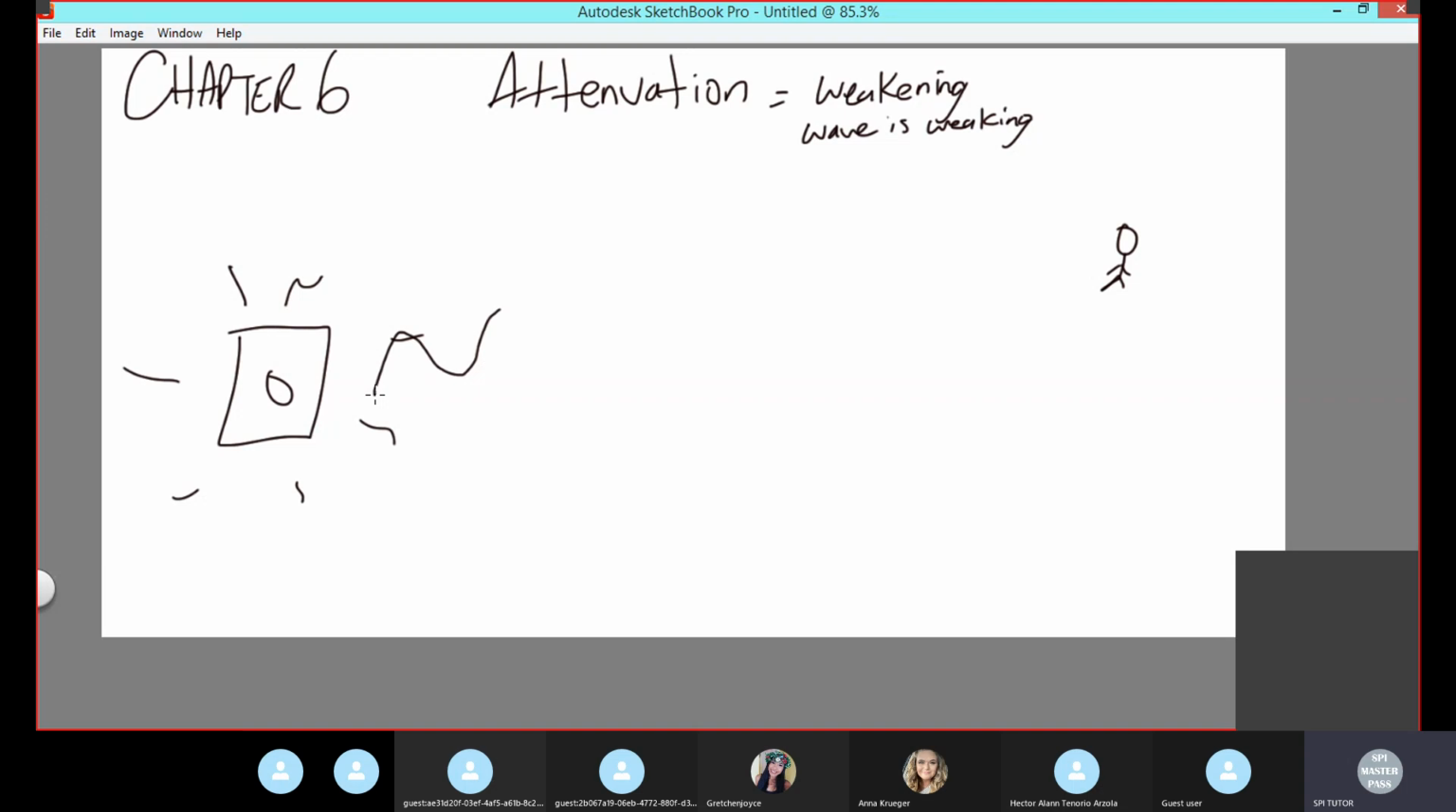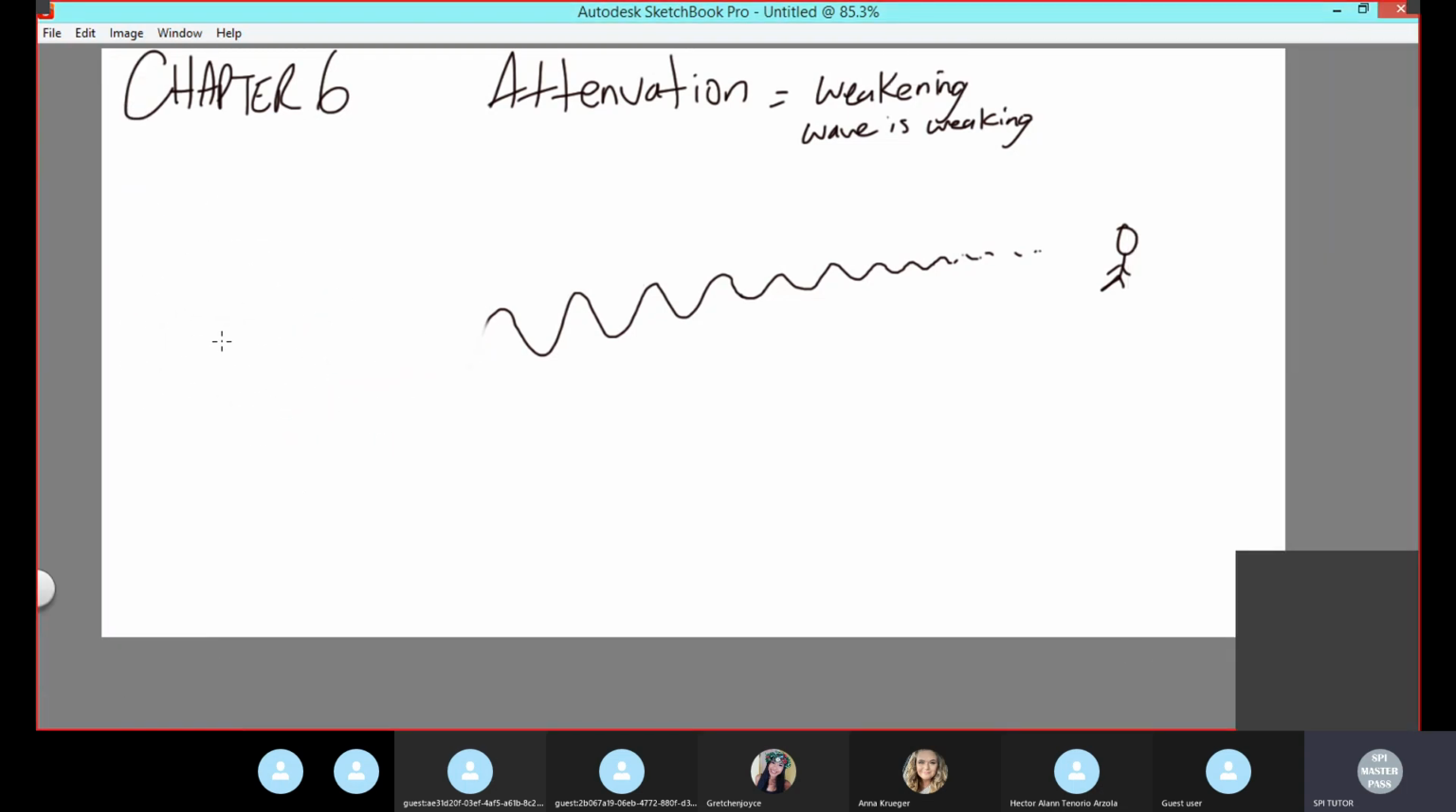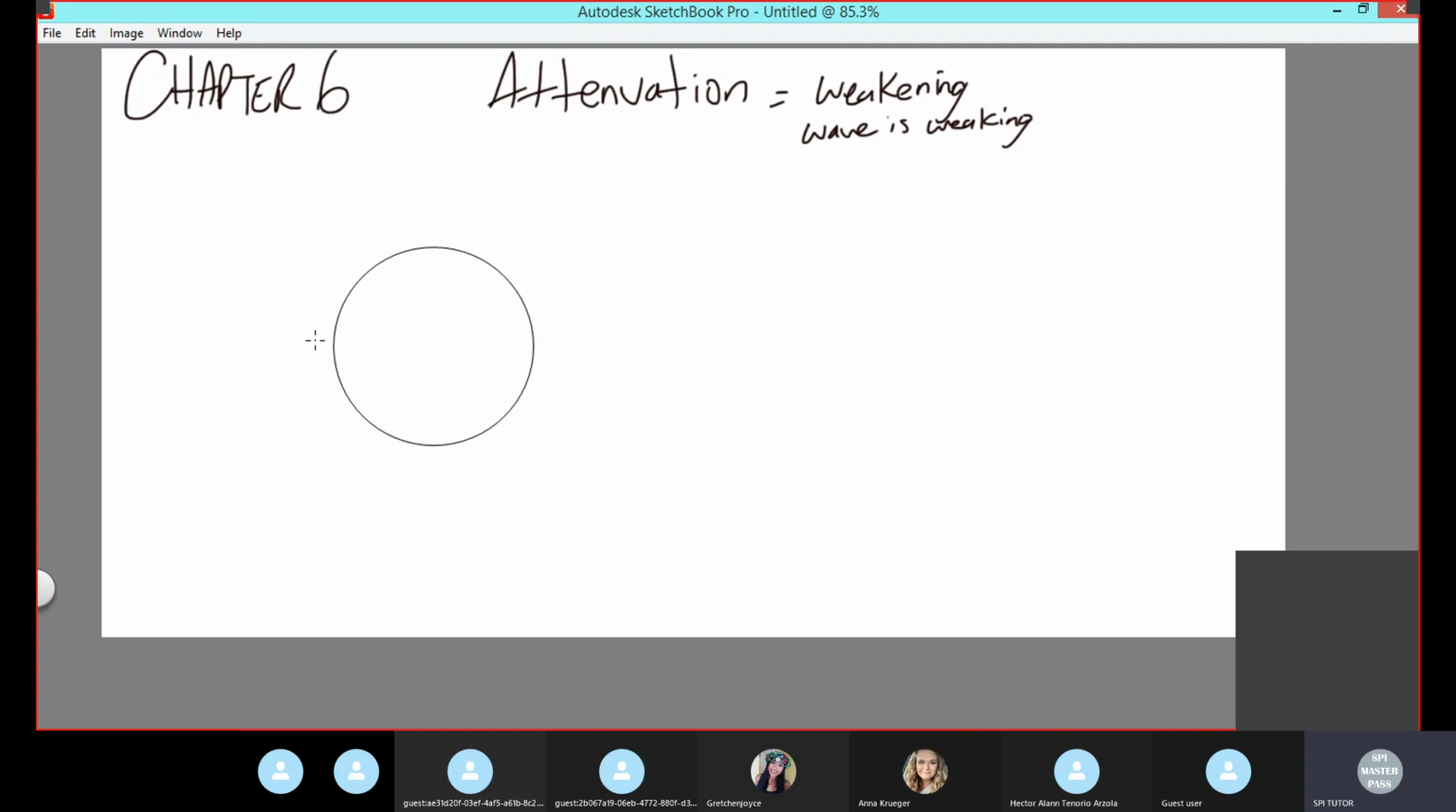These sound waves have to travel a distance. Okay, and as they travel the distance, they get weaker. That's attenuation. And eventually they get so weak that they don't reach you, almost as if nothing was going on. There was no music to begin with. Okay, that's attenuation.